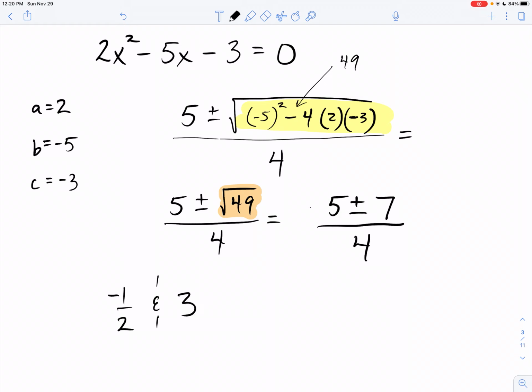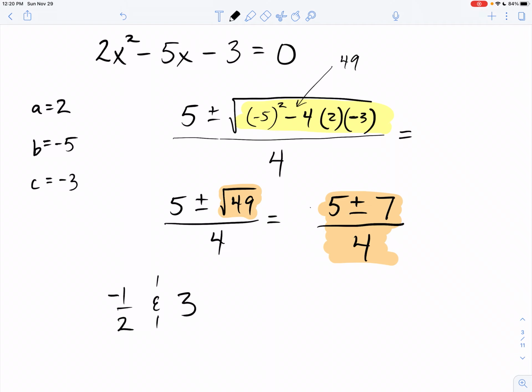Why is that the answer? Because I'm not going to be impolite to you. Please never leave your answer like this. This is super impolite in math circles.